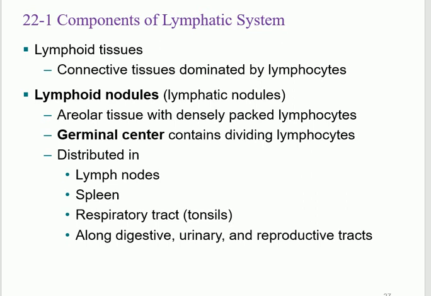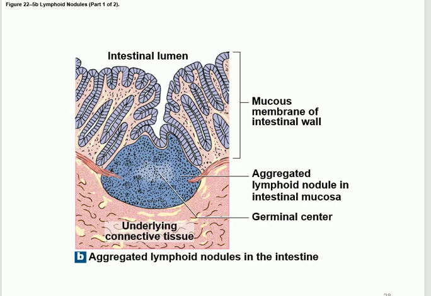If you look at any one of these lymphoid tissues and lymphoid nodules, you will notice that there is a center inside. This is the structure that's called the germinal center, and this is the one that contains the lymphocytes. And there is a cortex outside. These nodules with that structure are located in the lymph nodes, spleen, tonsils, and other spots.